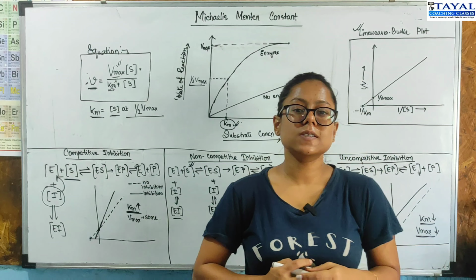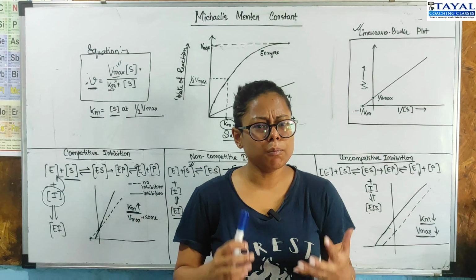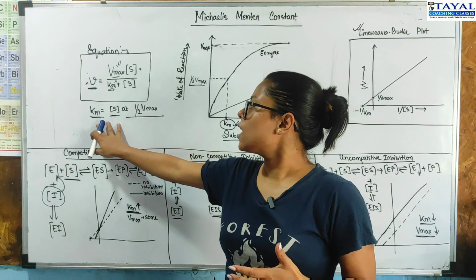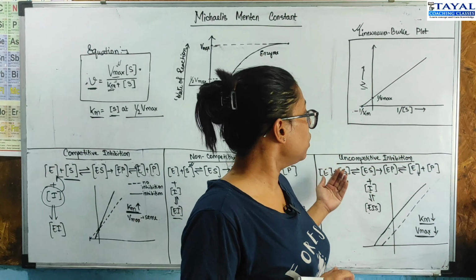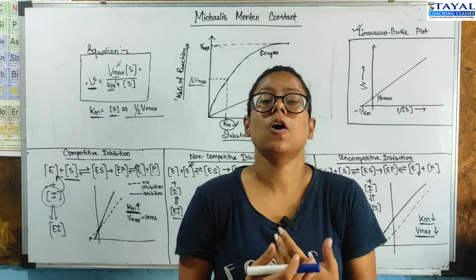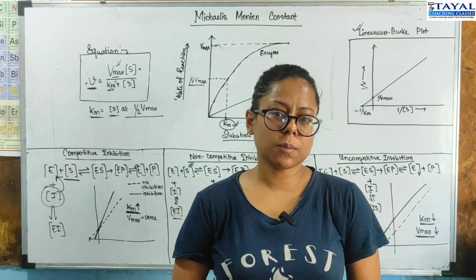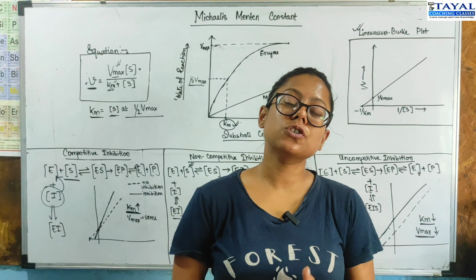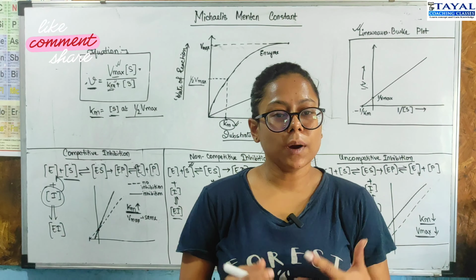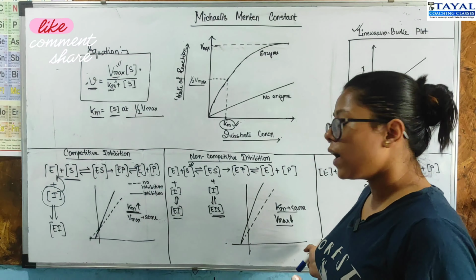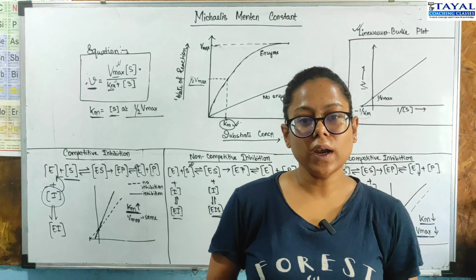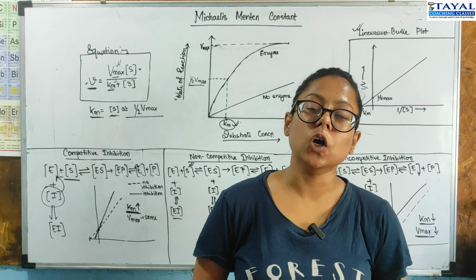As far as questions are concerned, in boards, you usually get asked about Km and this curve, but for everything else, the inhibition types and the Lineweaver-Burk plot, you are not asked for derivations or sums, but you can be asked equations. You can be asked to identify the kind of inhibition from the graph, or you can be directly asked what happens to the Km and the Vmax when different types of inhibitors work on the enzyme.